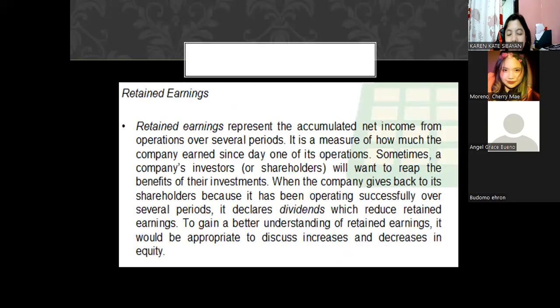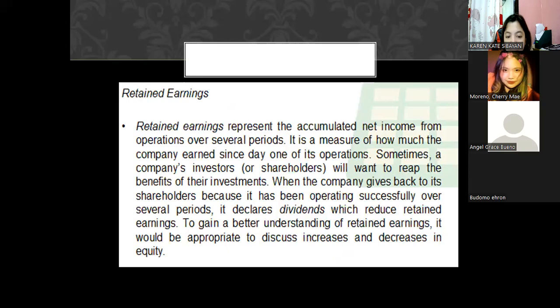So pag sinabi namang retained earnings, ano ba ibig sabihin ng retained earnings? So usually yung mga word na to maririnig mo lang to if your form of business organization is a corporation and a cooperative. Okay, so retained earnings represents the accumulated net income from operations over several periods. It is a measure of how much the company earns since day one of its operation.